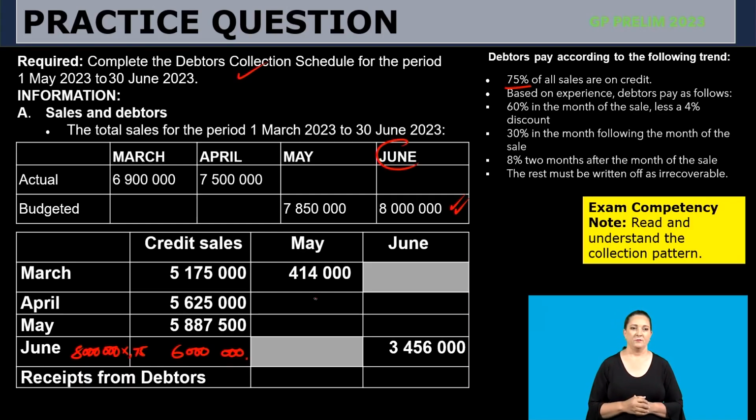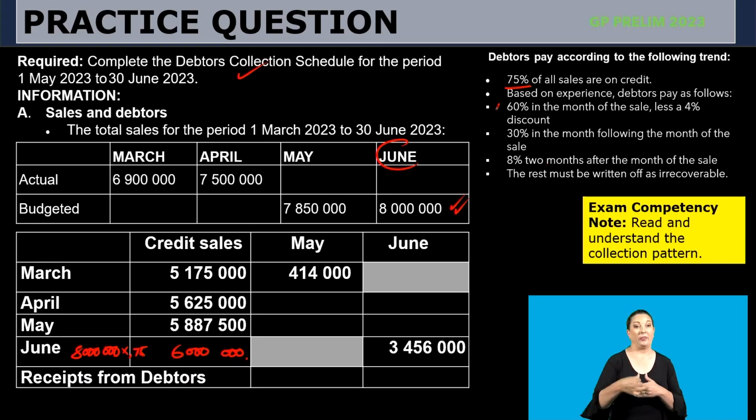And then you will come and start collecting. We're told 60% is collected in the month of sale, less 4% discount. And then 30% in the month following the month of sale, and 8% 2 months after the month of sale.